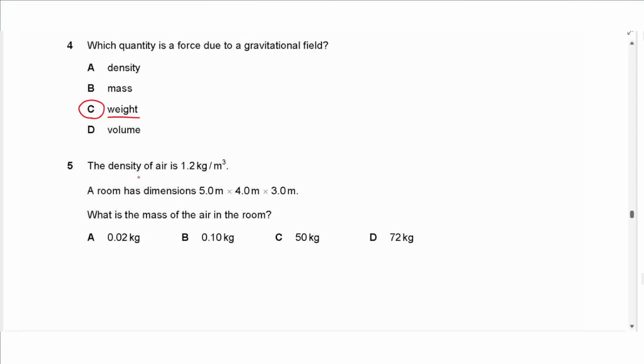Question 5 says the density of air is 1.2 kilograms per meter cubed. A room has dimensions 5 by 4 by 3 meters. What is the mass of the air in the room? The mass is equal to the density multiplied by the volume, and we have the density 1.2, and the volume can be calculated by multiplying all these dimensions by each other. So 5 times 4 times 3, that gives an answer of 72 kilograms, so we choose D.